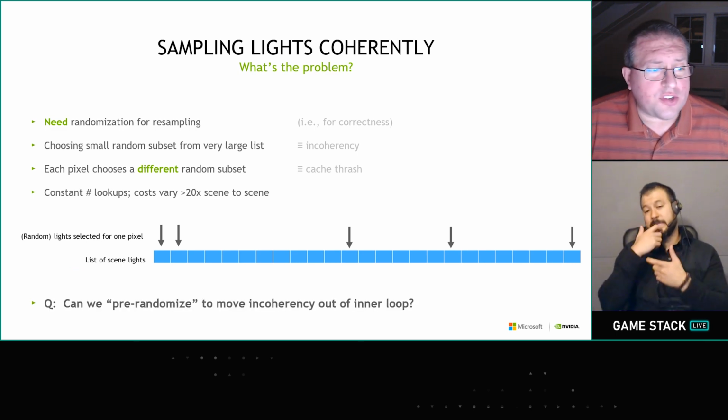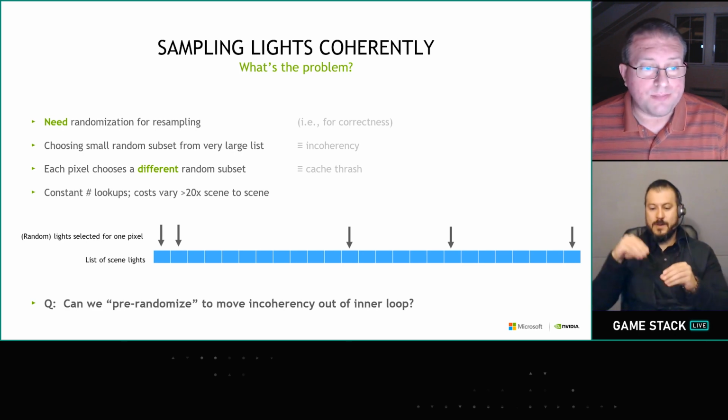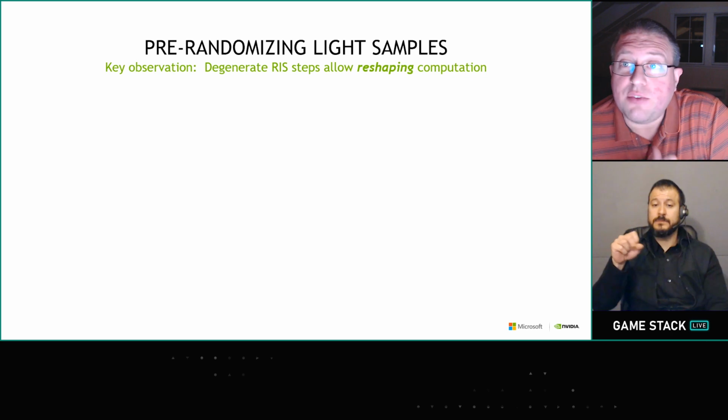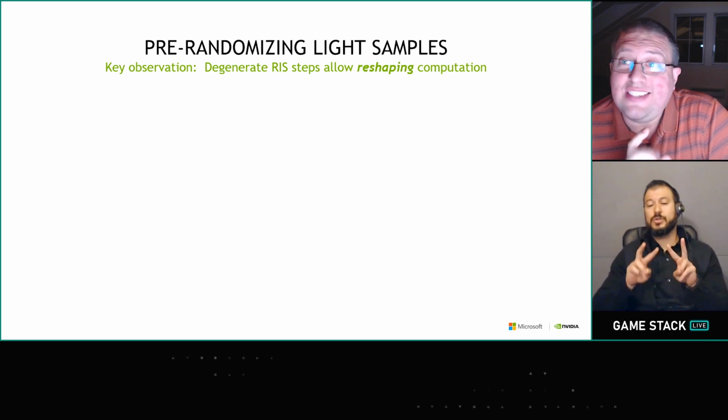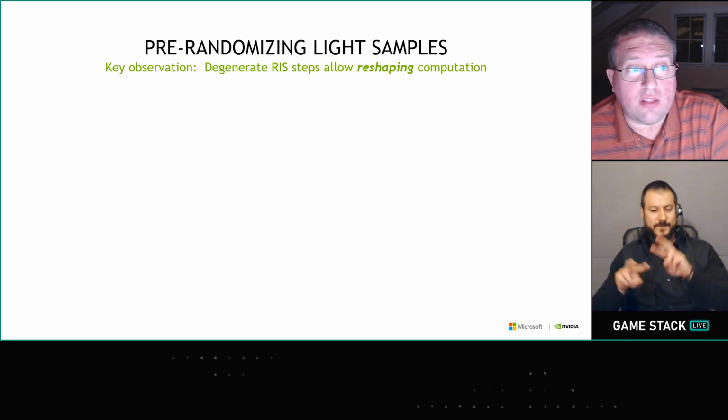So an interesting question is, can we pre-randomize to move this incoherency out of our inner loop? It turns out that the answer is yes. The key observation that we made is that degenerate RIS steps allow us to reshape this computation. And this is a really interesting observation, I think.